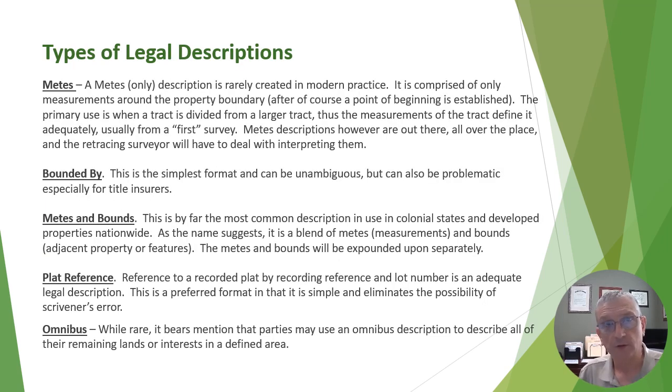Now, there are different types of legal descriptions. I've identified 5 that I have saw in my career. Some legal books and even surveying textbooks and title insurance company handbooks, which are great sources of information, they will list 3. And those 3 are the metes and bounds, and the plat reference. I've also added the bounded by because we do see this in rural areas in the colonial states, and an omnibus, which is rare, but you need to know that it's there.